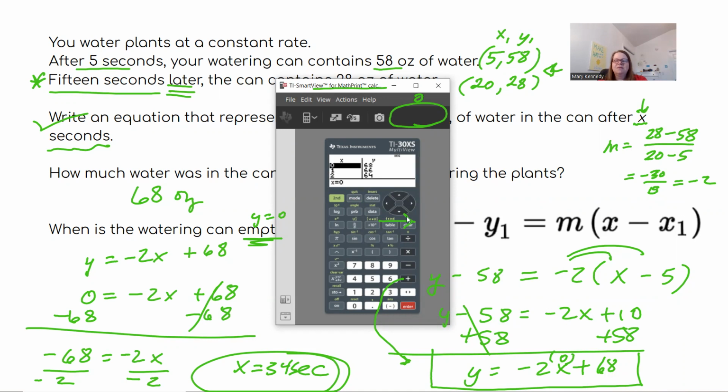And then what was another key point at 5? After 5 seconds, yep, you see how at 5 seconds it's 58, and that's what we had at the very beginning. After 5 seconds, we have 58 ounces of water. And then if we go down to 20, after 20 seconds, we have 28 ounces, and that's what it said up at the top. 15 seconds later, so 20 seconds total, there are 28 ounces of water remaining. And then we said 34, it should be at 0. Yep, and we go to 34 and we see it's 0. So just a nice little confirmation there.